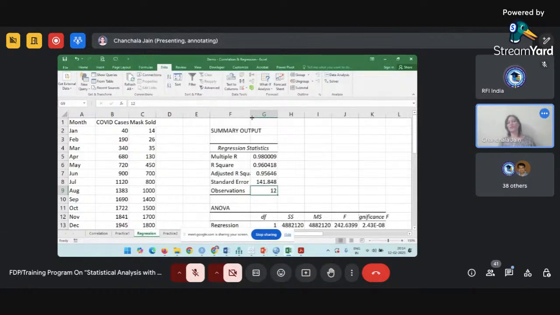The first one is the multiple R. This is generally the name which is saved in the Excel output. Multiple R is nothing but the correlation between the variables. R is correlation, right? So it is indicating that between your two variables, COVID cases and mass sold, there is a 0.98 relationship existing. That is, a 98% relationship exists between the COVID cases and the mass sold. So it is a strong positive correlation.